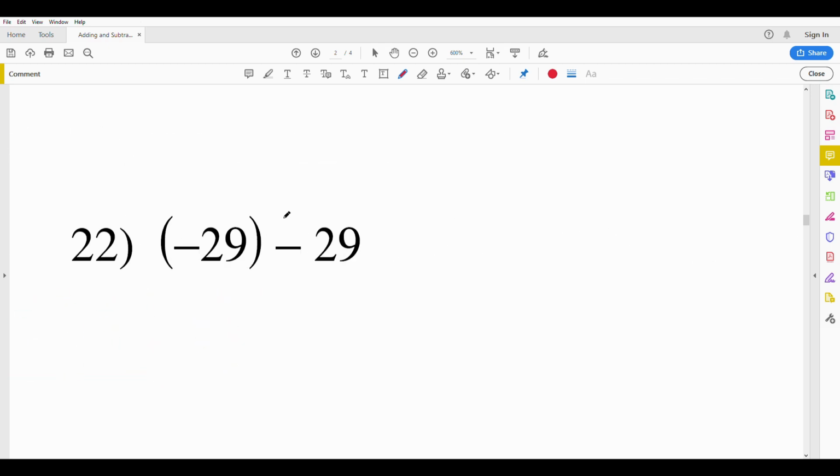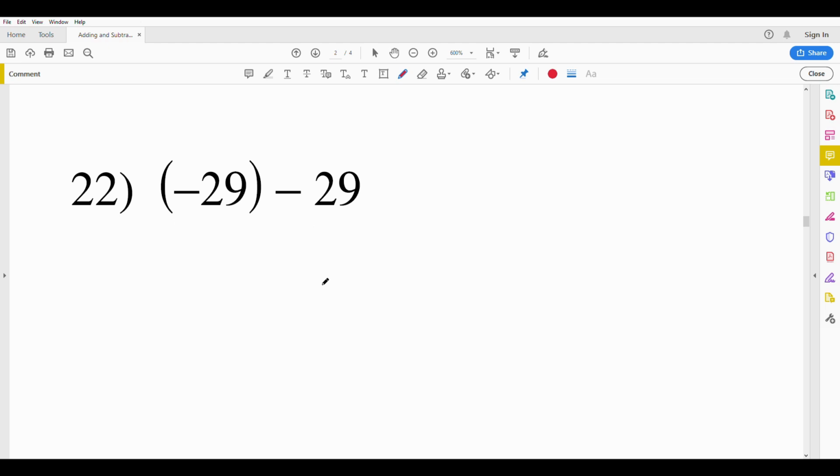22, we have negative 29 minus 29. We're going further into those negatives again. You can think about this also as negative 29 plus negative 29, because adding a negative is the same as subtracting a positive. So negative 29 minus 29 more is going to be negative 58.